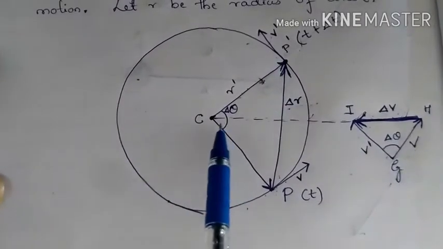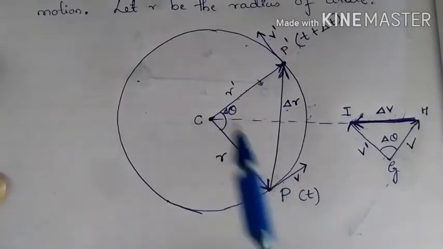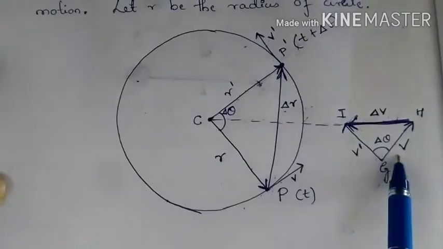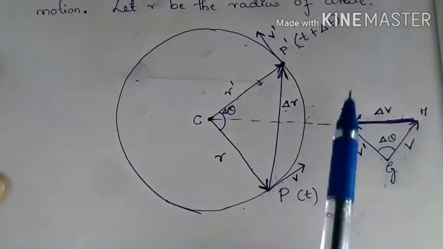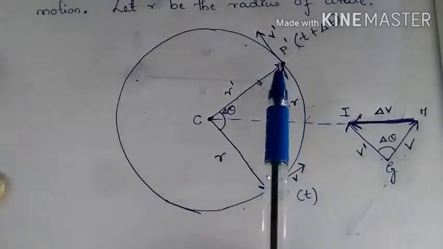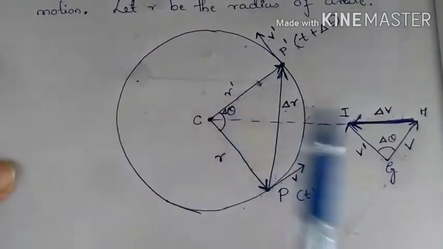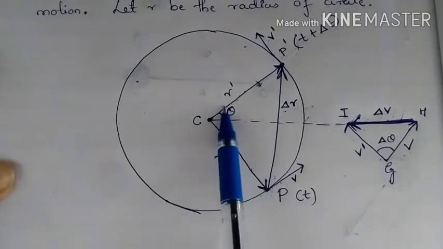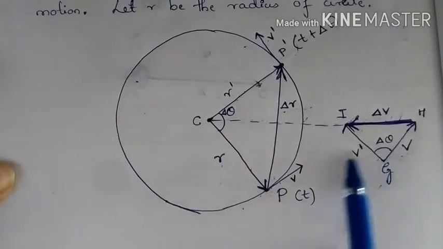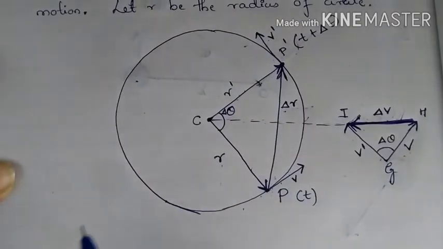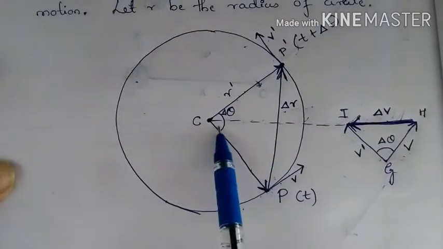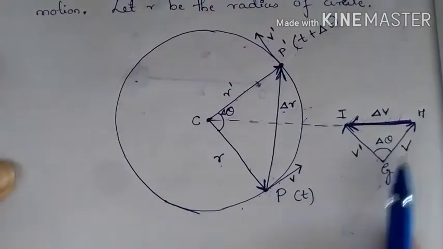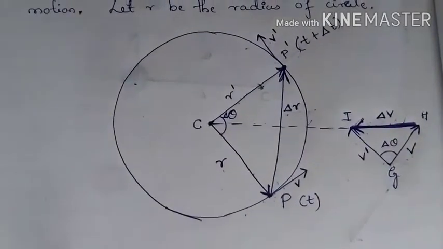So now coming back to the diagram. So if you see, the angle between R and R prime is delta theta, and angle between V and V prime is again delta theta. Why? Because V prime is perpendicular to R prime and V is perpendicular to R. So the angle which is made here will be equal to the angle between V and V prime. So now we have two similar triangles. So first is CPP prime and IGH. So these two are similar triangles.